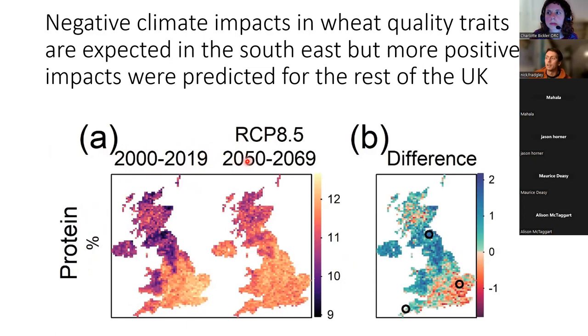And so that's the actual values that you see across the UK, and this is the difference. When you look at the difference, you see that in the southeast, you're going to see a negative predicted effect, where you might get lower protein content. But a lot of the rest of the UK, in the north and the southwest, you might see a more positive climate impact. So it's a mixed bag in terms of what we're going to expect for climate impacts for quality.